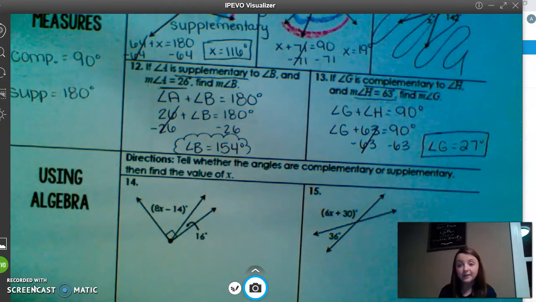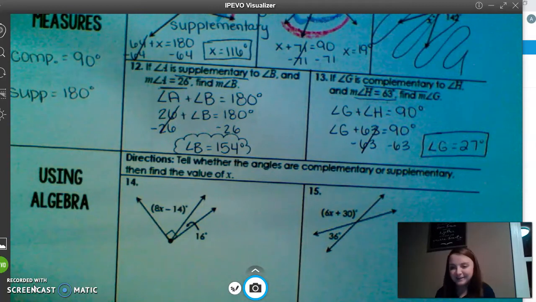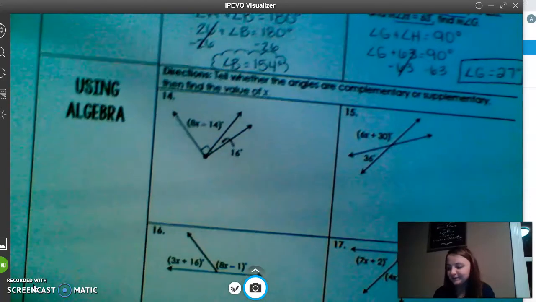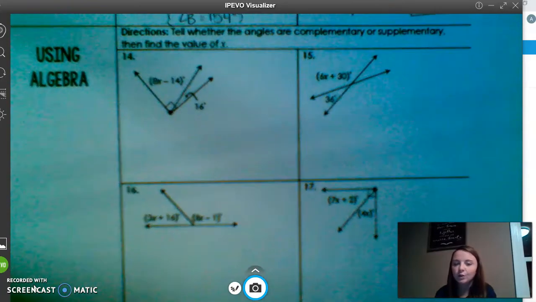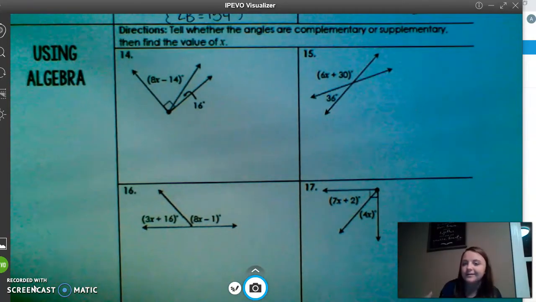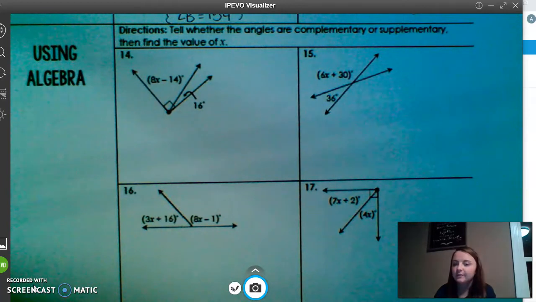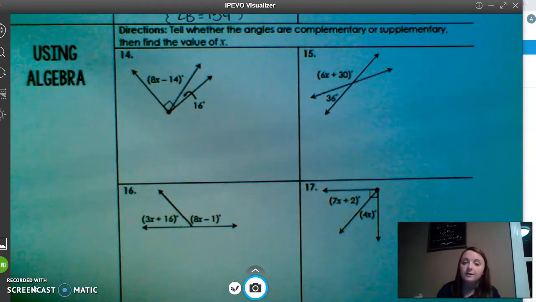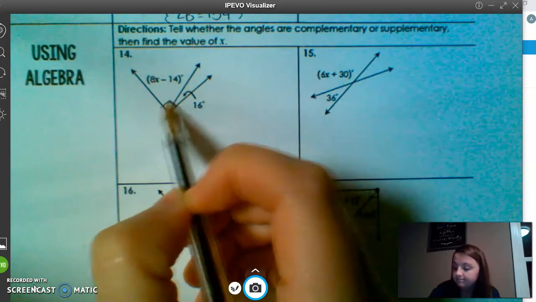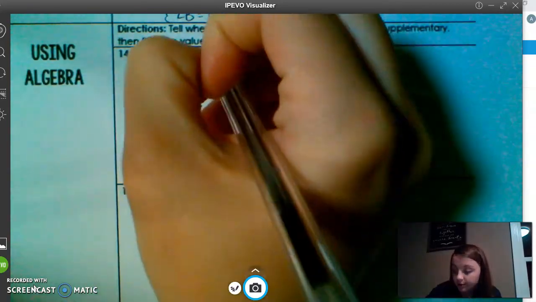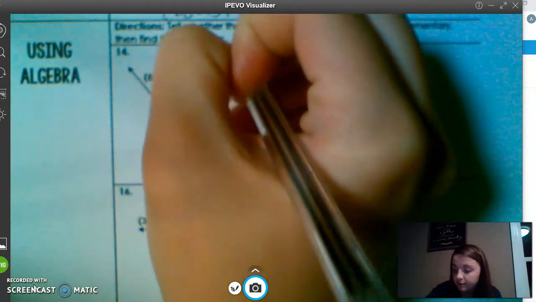Okay, pretty good, right? Now we're going to get into a little bit harder stuff. So there's more variables here, other stuff. This is when solving equations is going to come back to you. So we're going to say if they're complementary or supplementary and then find x. So these two make a 90 degree angle, so that means they're complementary because 90 degrees equals complementary.